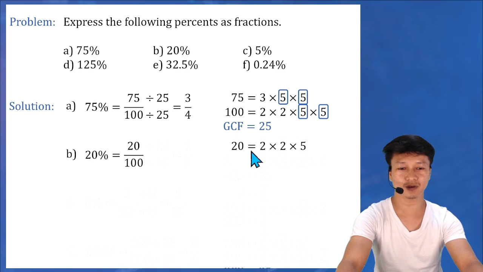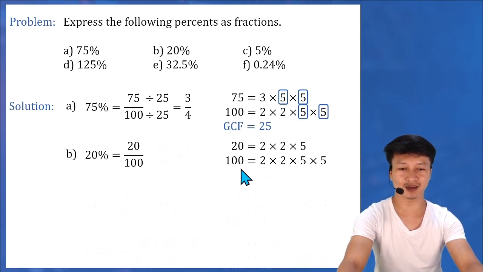So for 20, ano nga ba yung prime factors ng 20? We have 2 times 2 times 5, that is equal to 20. So therefore, 2, 2, and 5 are the prime factors of 20. And then we have for 100, so naipakita naman na natin dito sa itaas kanina that the prime factors of 100 are 2, 2, 5, 5. Because 2 times 2 times 5 times 5 is 100.